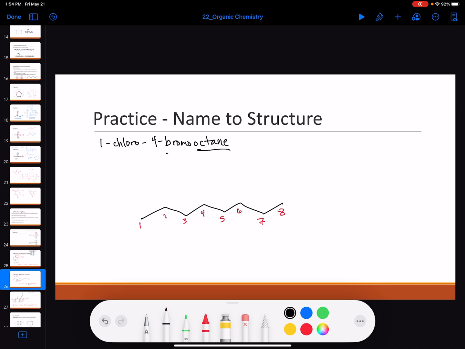It looks like I've got a bromo group, a bromine, on carbon number 4. So let's put a bromine on carbon 4. I've got a chlorine on carbon 1. That's my molecule, right? I think it's easier to go from the name to the structure than vice versa, but you have to be able to do both. Okay, let's try one more of those.